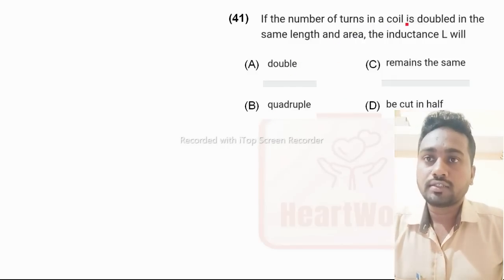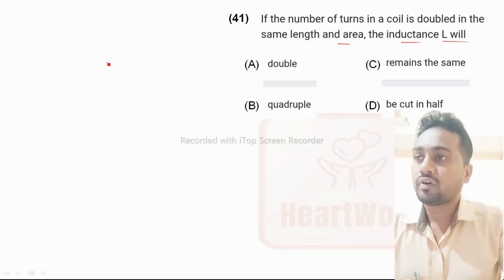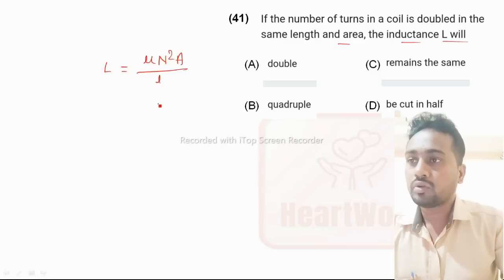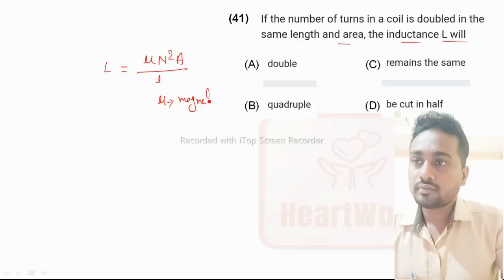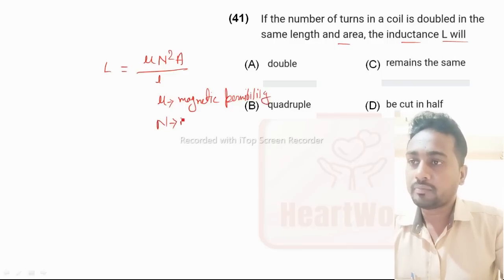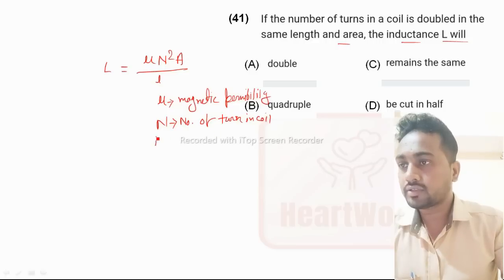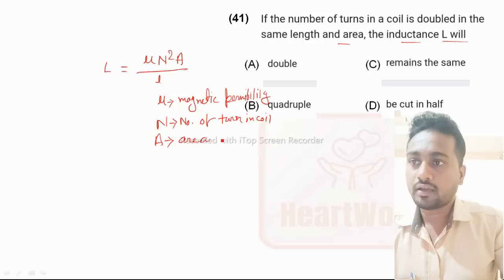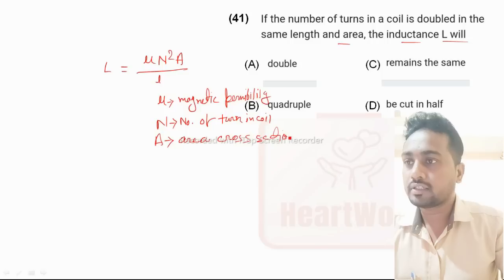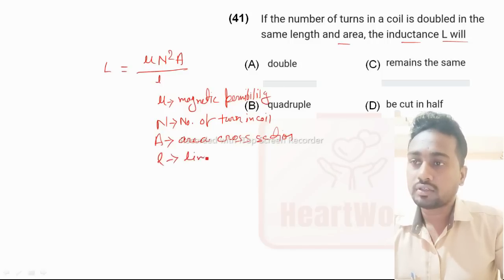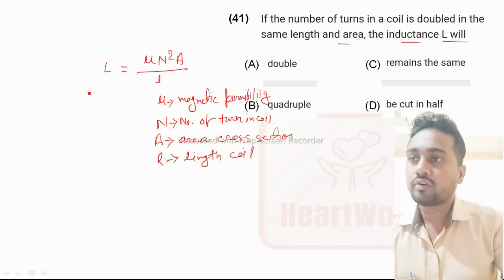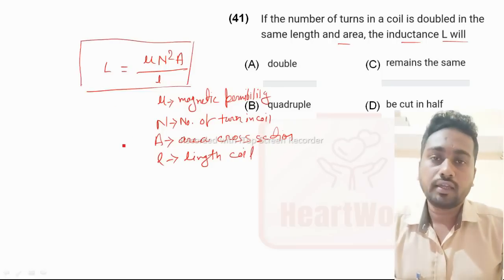If the number of turns in a coil is doubled in the same length and area, the inductance L will be? If we see the formula for inductance, L equals mu n square A divided by l, where mu is called magnetic permeability, n is the number of turns in the coil, A is the cross-sectional area, and l is the length of the coil. So this is the formula for inductance: L equals mu n squared A by l.